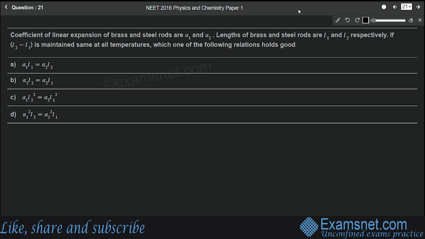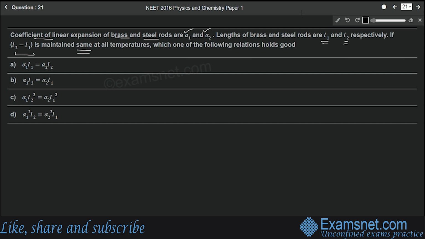Question number 21 is from thermal properties of matter, and the question is: coefficient of linear expansion of brass and steel rods are alpha 1 and alpha 2. Lengths of brass and steel rods are L1 and L2 respectively. If L2 minus L1 is maintained same at all temperatures, which one of the following relations hold good?